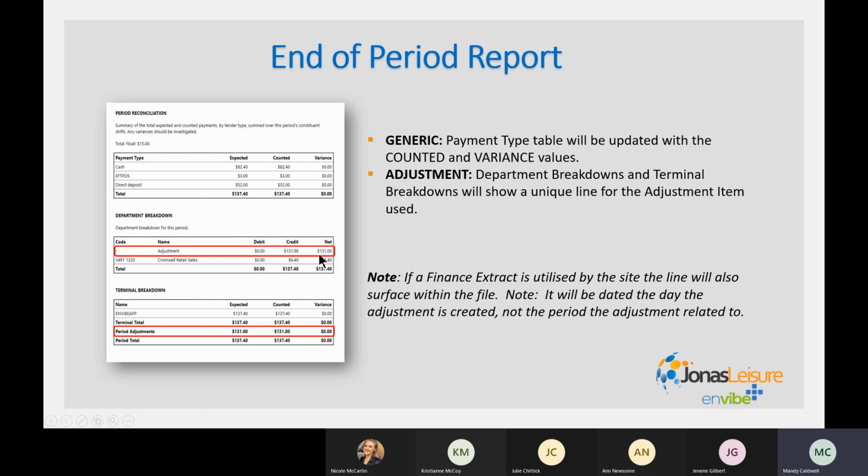You can see where we've got this adjustment flowing through now as a credit to the unders and overs account. In this case it's been called adjustment, but in your system I just went with Anne's terminology, which was overs/unders, and that throws through your 131 credit. And if your finance extract is utilised by the site, which you guys are, it's going to surface in the file. Now there's just a caveat with this. It's dated the day the adjustment is created, not the period the adjustment related to.